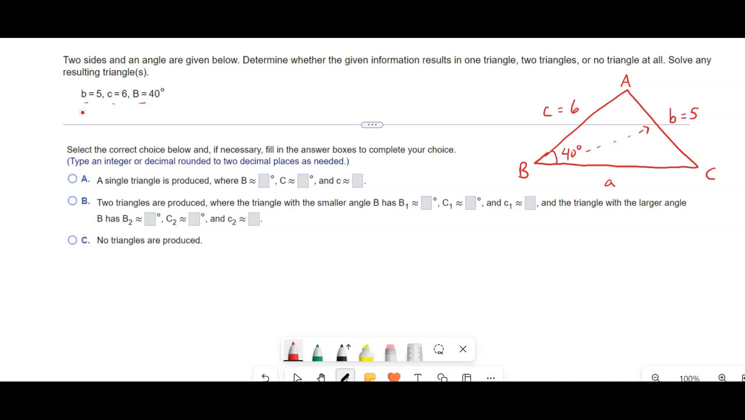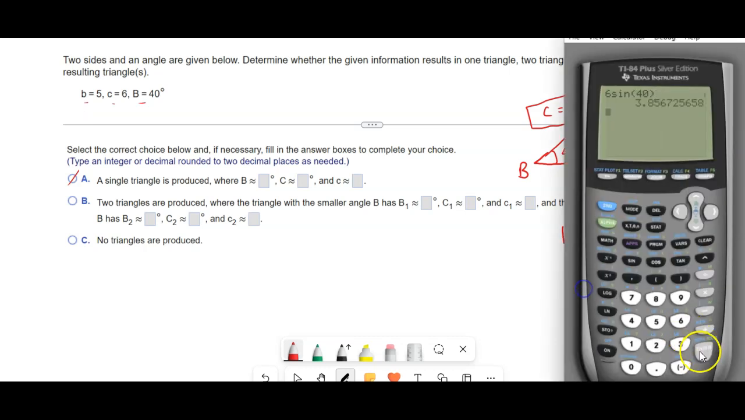Is it longer than the other side length we're given? So since 5 is less than 6, we know we don't have the situation where it's just a single triangle. Okay? It could be if it's a right triangle, but as of right now, we don't have a single triangle. So the next thing that we compute is h, and h is always the side you're given that's not opposite the angle. So that's the 6 here, times the sine of the angle that you are given, which is 40. Right, so 6 times the sine of 40 is 3.86 roughly.